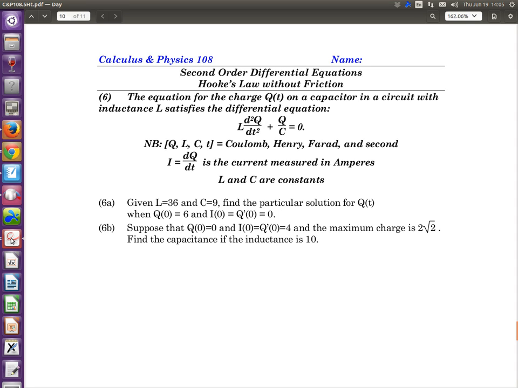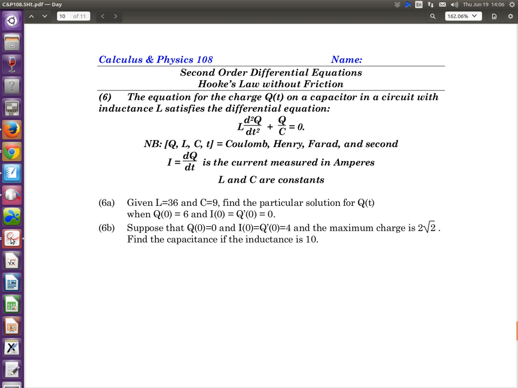Suppose that Q of 0 is 0, so the initial charge in coulombs is 0. And I of 0, which is Q prime of 0, is 4 amps. And the maximum charge is 2 rad 2 coulombs. Find the capacitance if the inductance is 10.